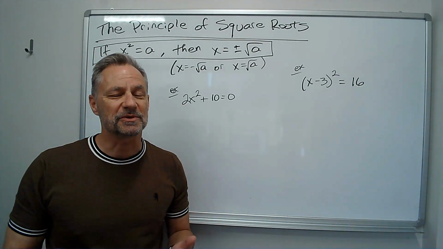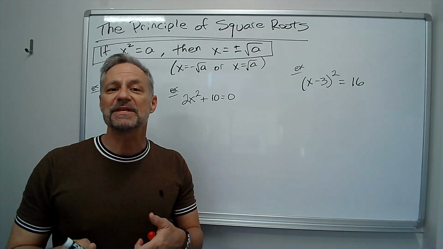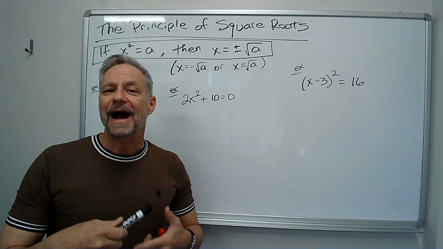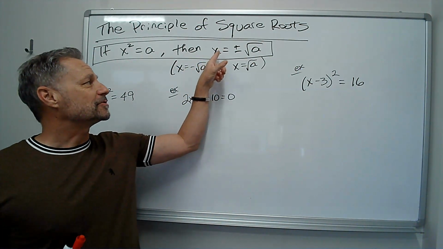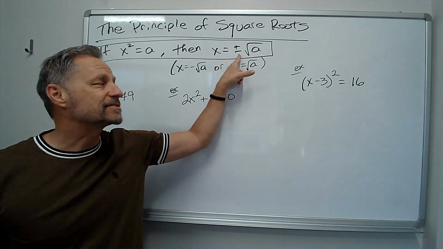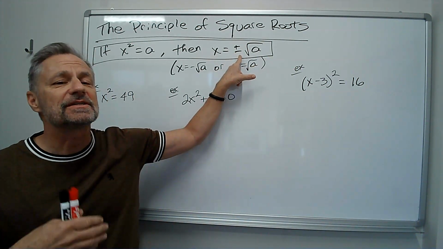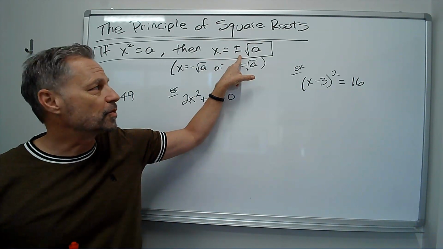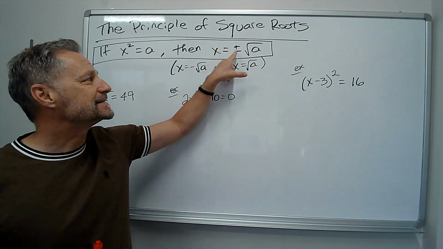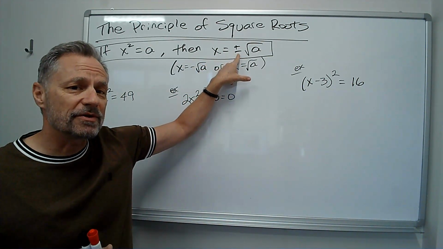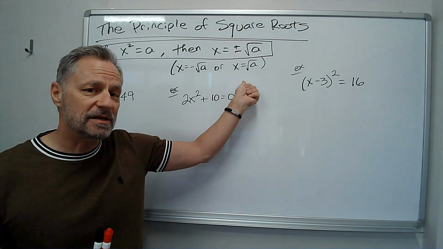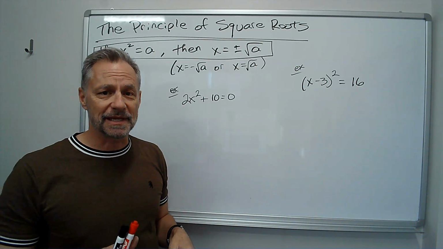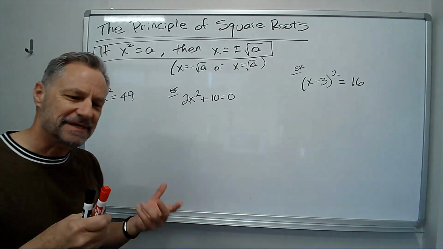Essentially what this principle says is if I have something squared equals some number, I can take the square root of both sides, and as long as I say plus or minus, then I'm going to get two answers. I'm going to get the two answers that work. So I've written it as x equals plus or minus the square root of a. Remember, that means x equals the negative square root of a or x equals the positive square root of a. I get two possible answers. Let me show you some examples.